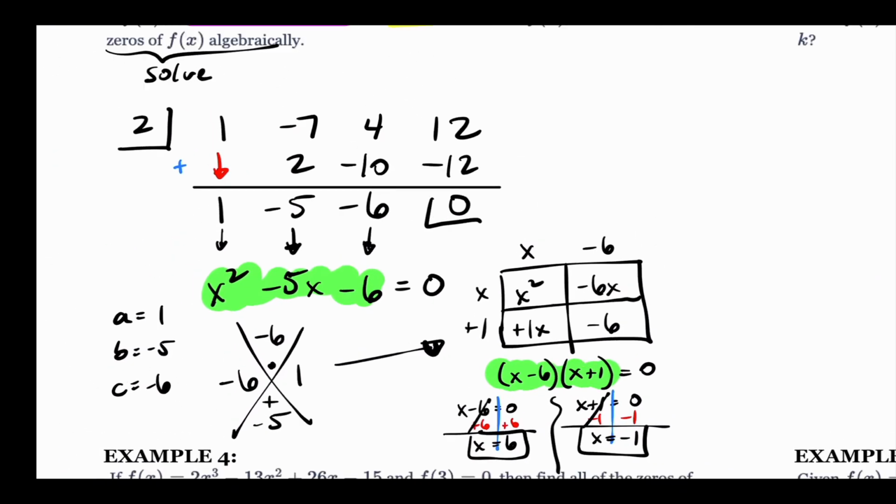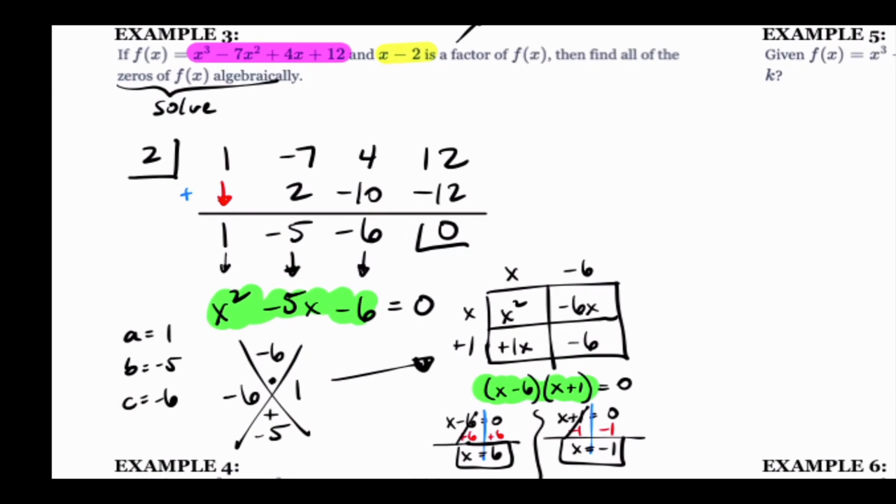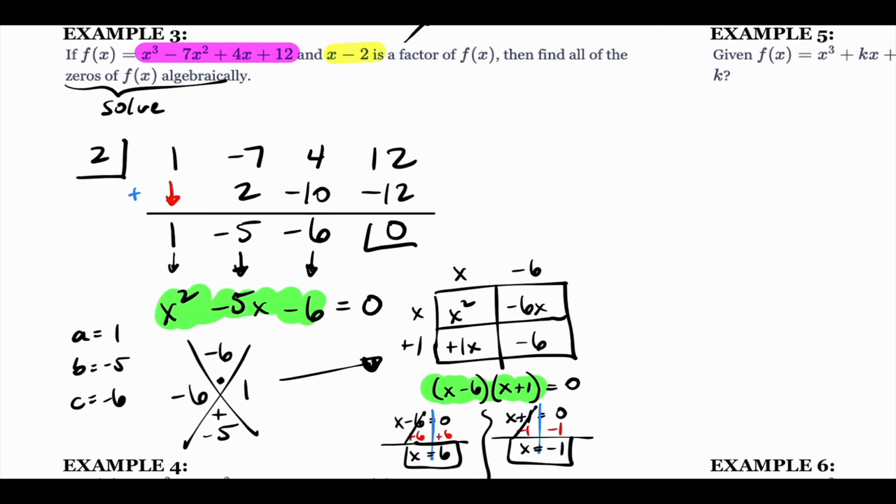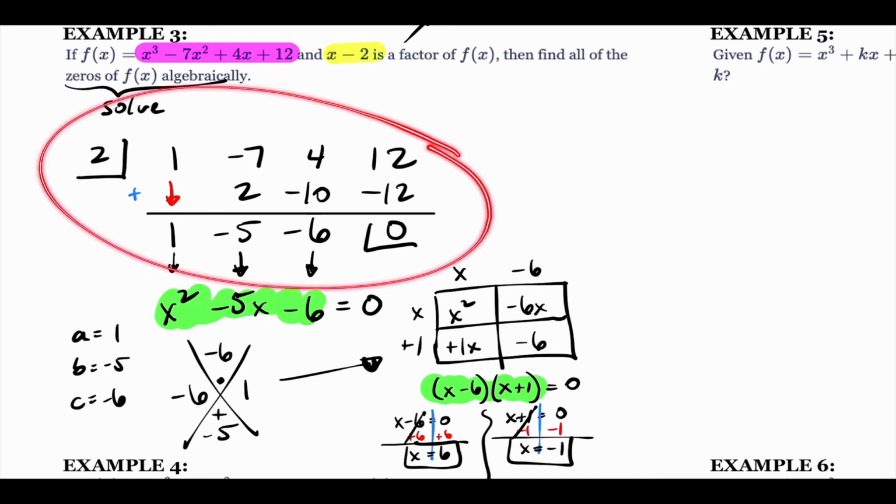So how many answers do we have? How many zeros do we have? We have 2 zeros, right? How many answers should we have for this problem? 3, right? So we're missing 1. We have 6 and negative 1. Those are correct. Where's the other one? Not the remainder. You're close. Somewhere up here. We're missing a 0.